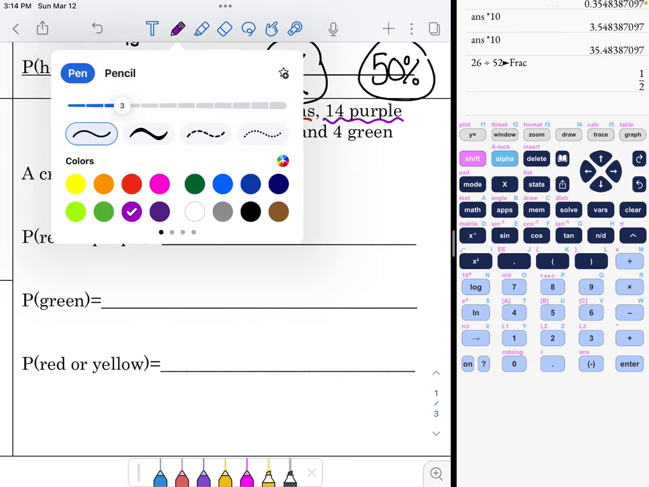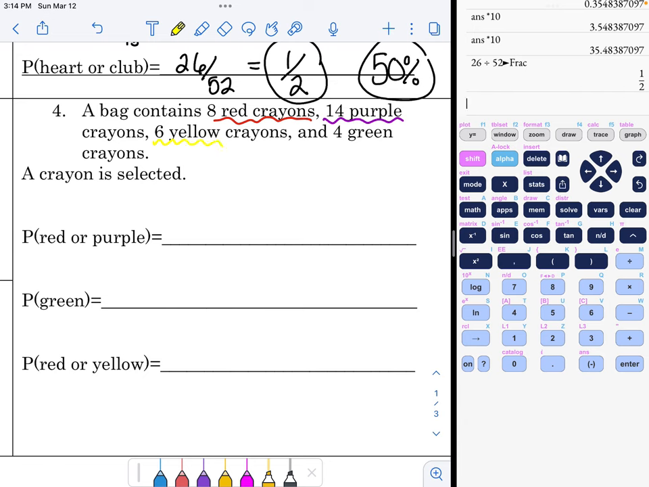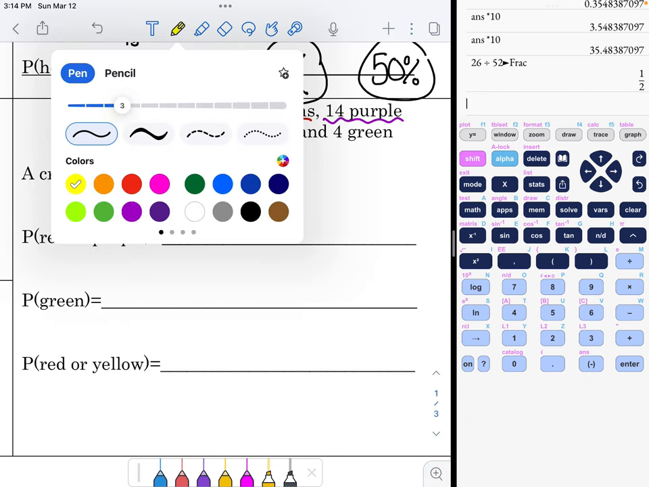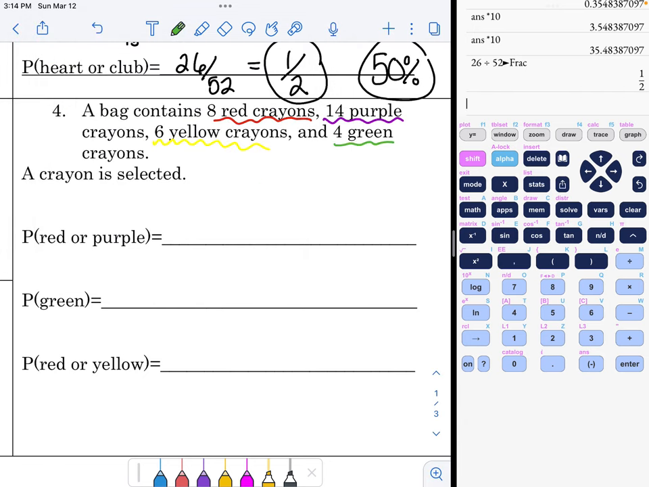We have some yellow ones. Oh, sorry, just burning your eyes there. And green. Okay, so we are going to pick one crayon. We're just going to pick one crayon. Tomorrow we might pick 2.